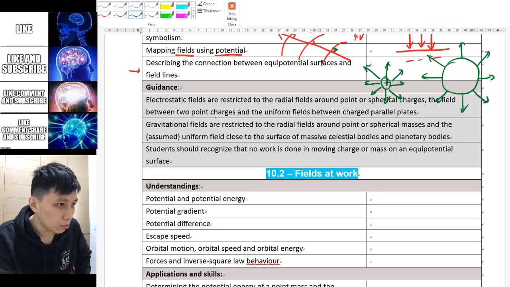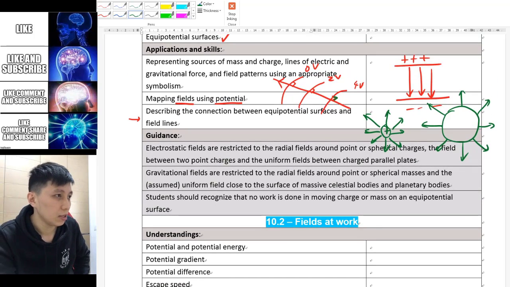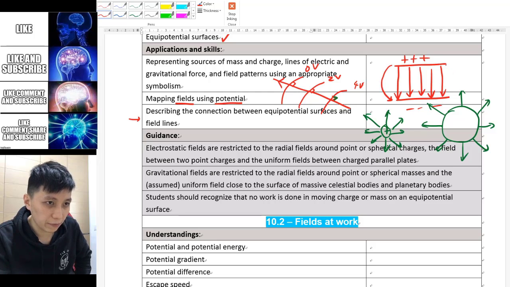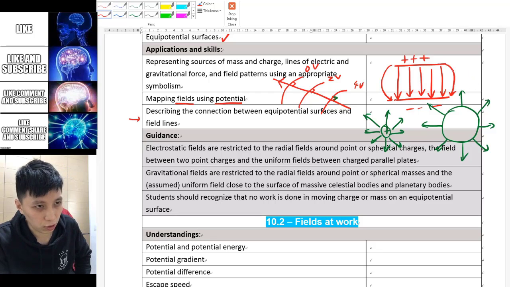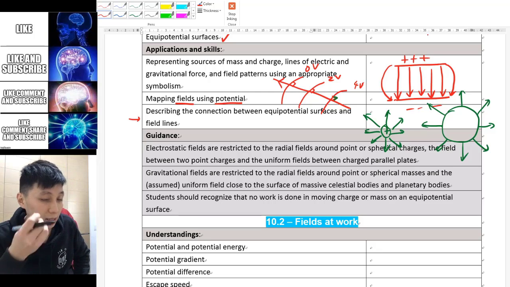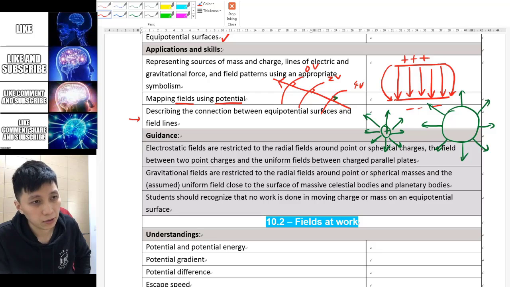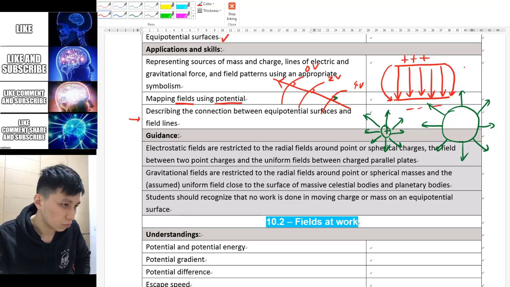The field between 2-point charges and uniform field between parallel plates. So parallel plates, basically like what I drew here, of course more precisely, it should be of a uniform density, and at the side there will be something called the edge effect, which you could also draw, so it will be more curved, and obviously that would lower the density of the field line, and that means it will be slightly weaker compared to the region at the middle.